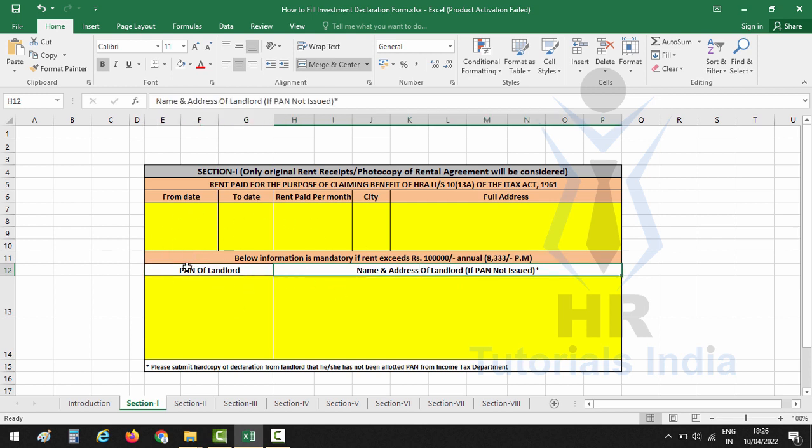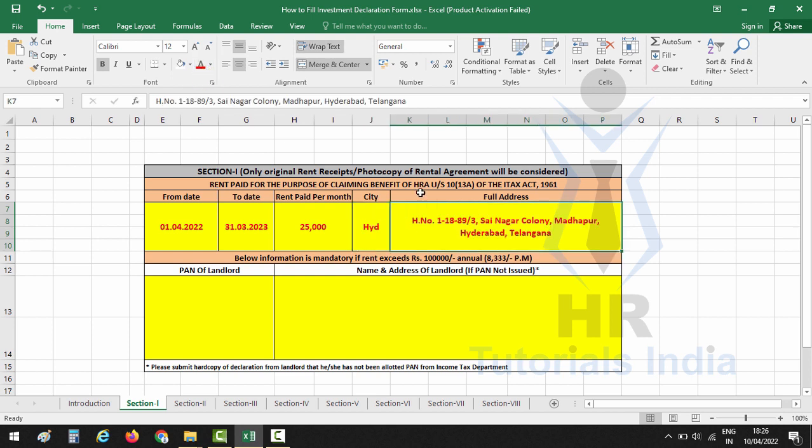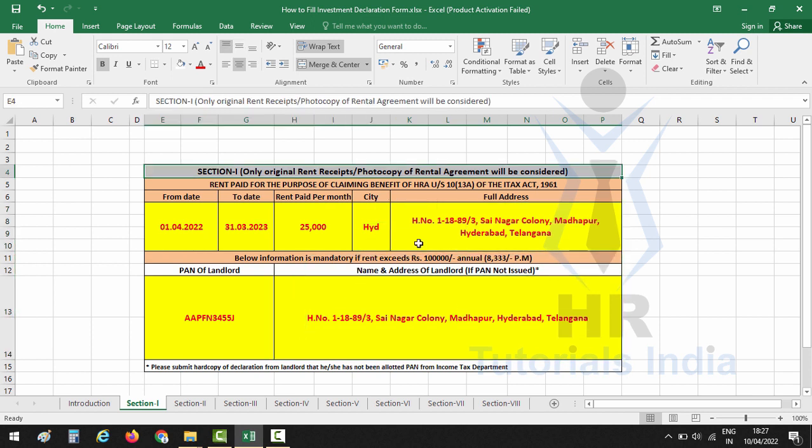Now let's fill all the details with regards to this section 1, that is for HRA. From date, to date, rent paid per month, then city or location, then the address of the employee where he is staying. Here, as the rent is 25,000, which is exceeding more than 1 lakh per annum, the PAN number of the landlord and the address is mandatory. Now we need to fill the PAN number of the landlord. Then comes the address of the landlord. The address of the landlord and the address of the employee is the same because the owner stays in the same address. So this is how section 1 needs to be filled for declaring the investment with regards to HRA.